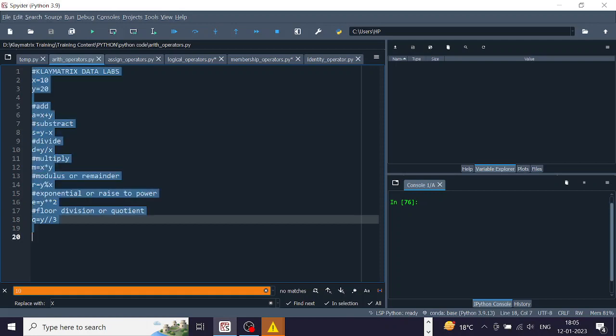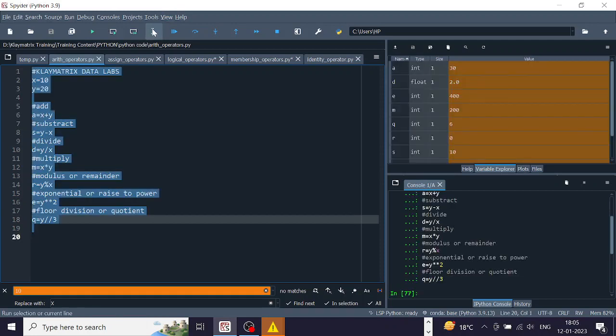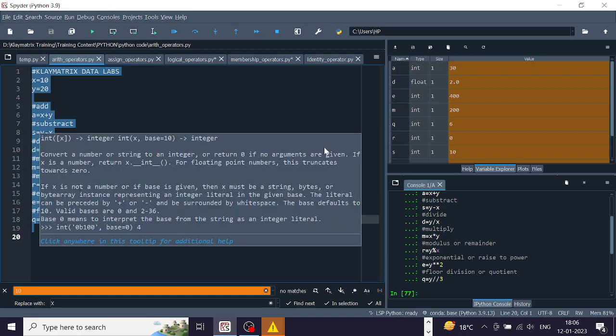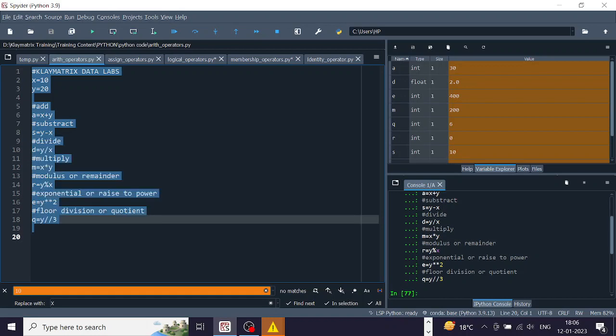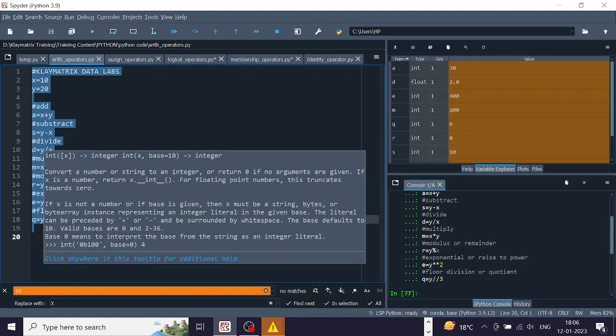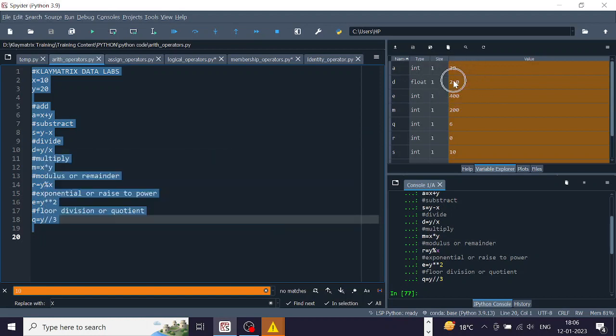So let's try to run this code and see what output we get. You see for a, x plus y, 10 plus 20 is 30. Second one, s is 10 because 20 minus 10 is 10. Divide, y divided by x, 20 divided by 10. So d is obviously 2. Multiply, x multiplied by y. 10 times 20 is 200. So that's why we're getting 200 over here.